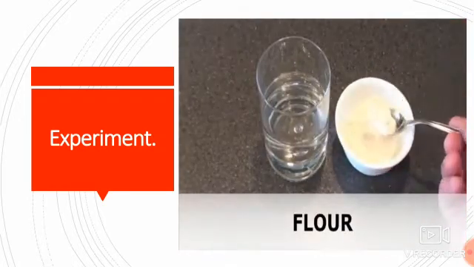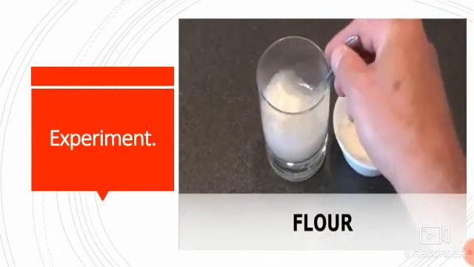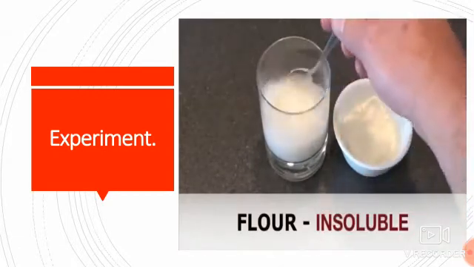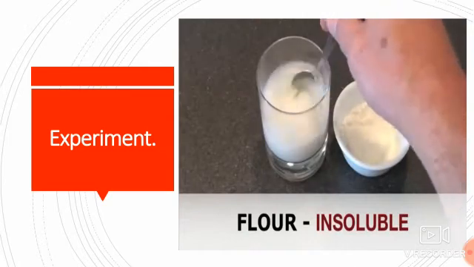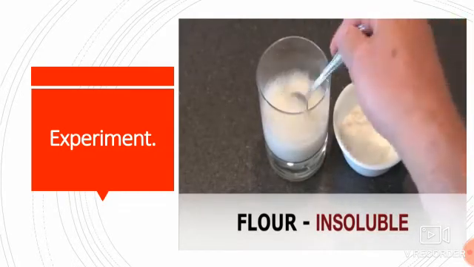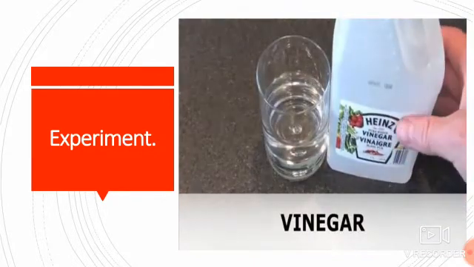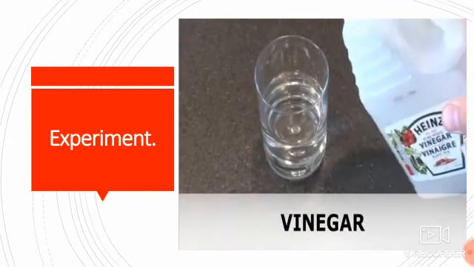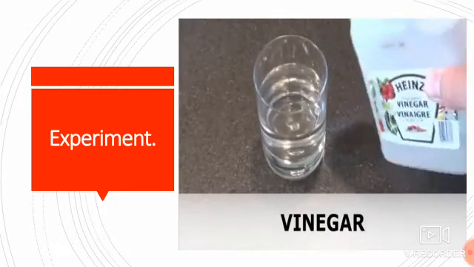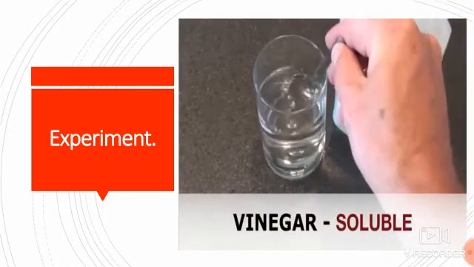Our next test is with flour. It makes the water cloudy but does not dissolve in it. So, flour is an insoluble substance. Our next test is with vinegar. Vinegar is a liquid. It dissolves quickly in water. So, it is a soluble substance.